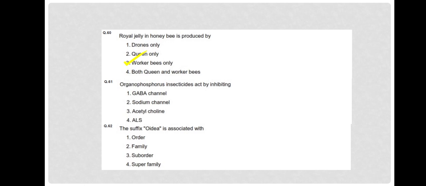Next question number 61. Organophosphorus insecticides act by inhibiting. So the answer is acetylcholinesterase. Organophosphorus and carbamate pesticides are well known as cholinesterase inhibitors. It leads to accumulation of acetylcholine inside the tissue.